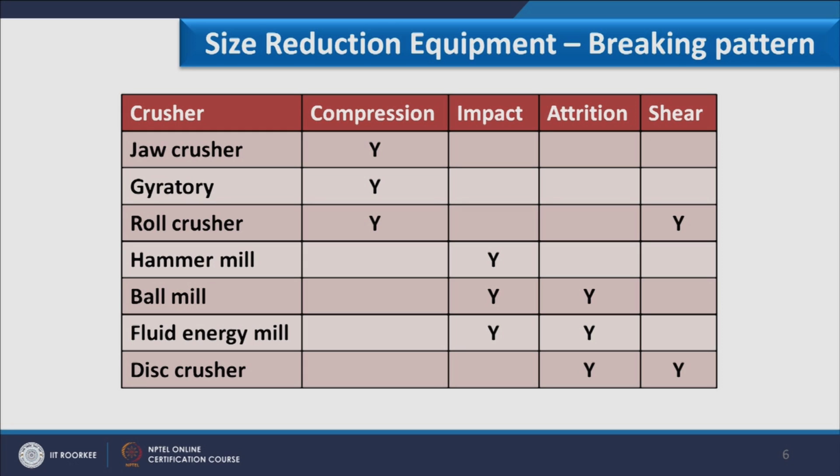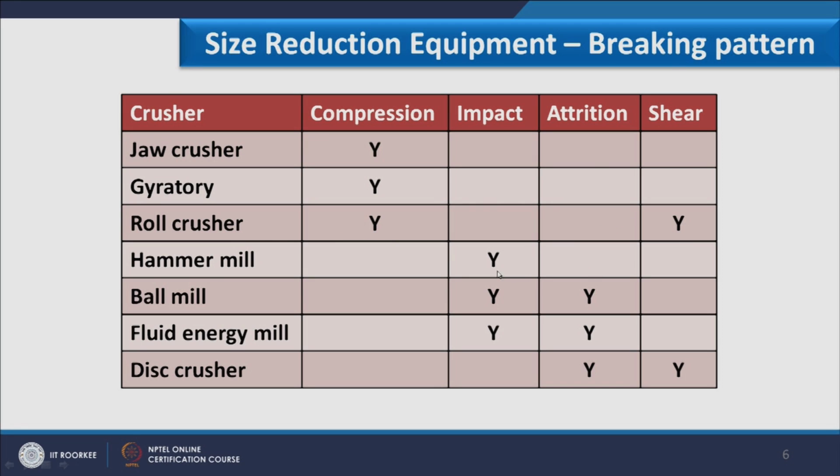Now, as far as these breaking patterns are concerned, we have a number of main equipment for size reduction, and this table shows the particular equipment and what type of pattern that equipment follows. If we consider jaw crusher, basically jaw crusher utilizes compression. The gyratory crusher will again have compression. If I consider roll crusher, it uses compression as well as shear.